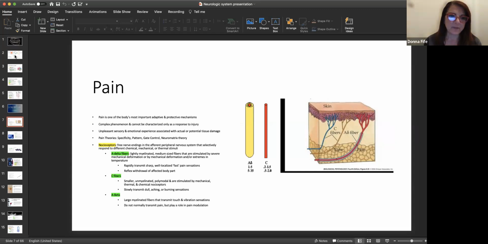And then they have the A beta, which are large myelinated fibers that transmit touch and vibration sensations. And these do not normally transmit pain, but they do play a role in pain modulation.